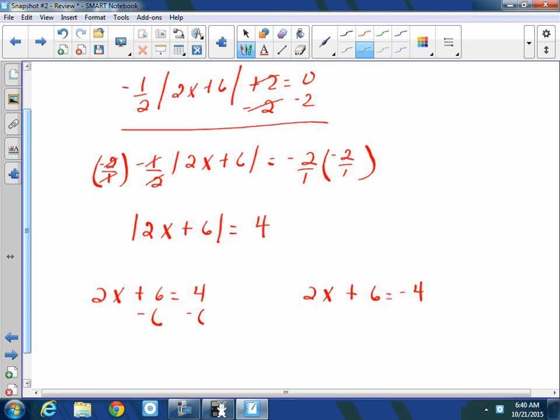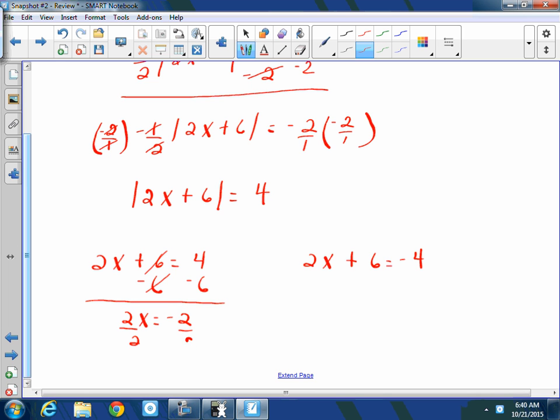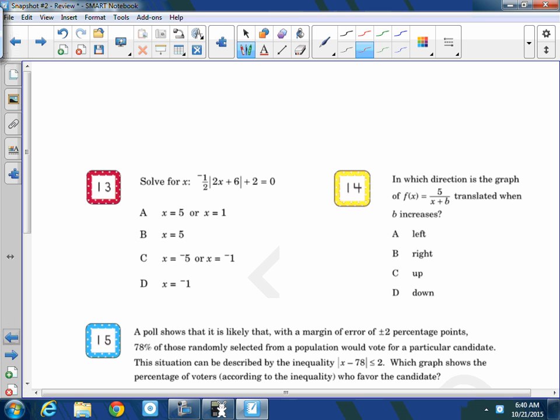Okay, so take away 6 on both sides. That's 0. 2x equals -2. Divide by 2. X equals -1. And on the other one, minus 6 on both sides. 2x equals -10. That's 0. Divide by 2. X equals -5. So I'm looking for -1 and -5. And that would be letter C.